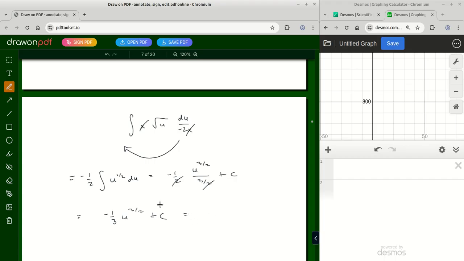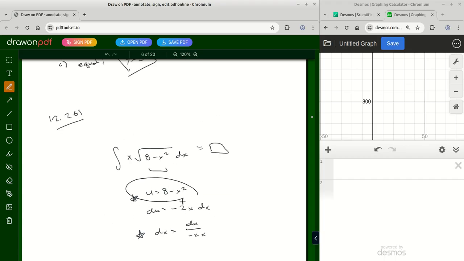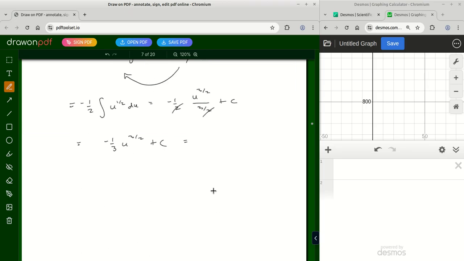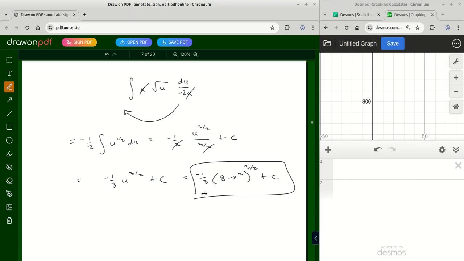Well, I know what u is. It's right here, this guy. So I got a negative 1/3, 8 minus x squared to the 3/2, and then plus c, and there we go. Was that it? That was it.